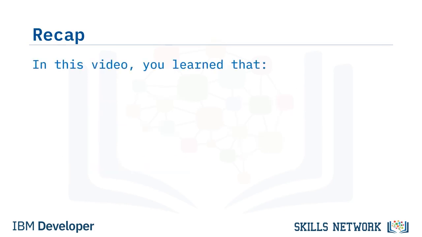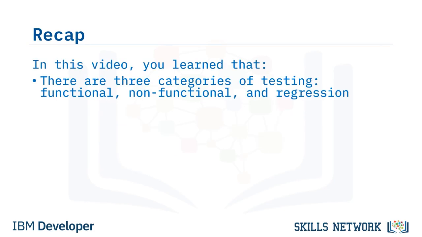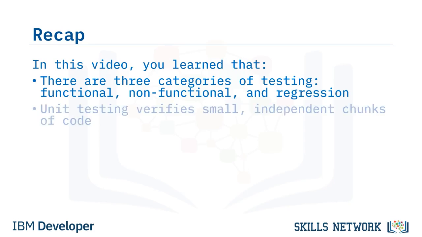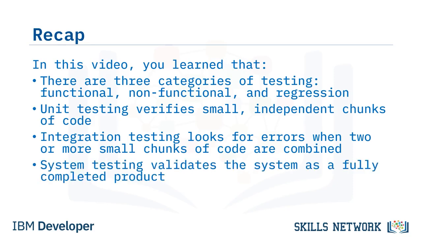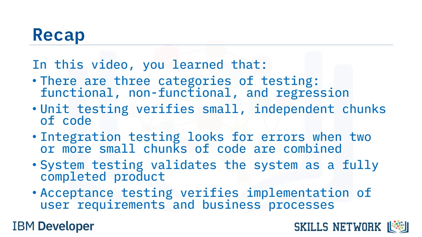In this video, you learned that there are 3 categories of testing: functional, non-functional, and regression. Unit testing verifies small independent chunks of code. Integration testing looks for errors when 2 or more small chunks of code are combined. System testing validates the system as a fully completed software product. And acceptance testing verifies correct implementation of user requirements and business processes.